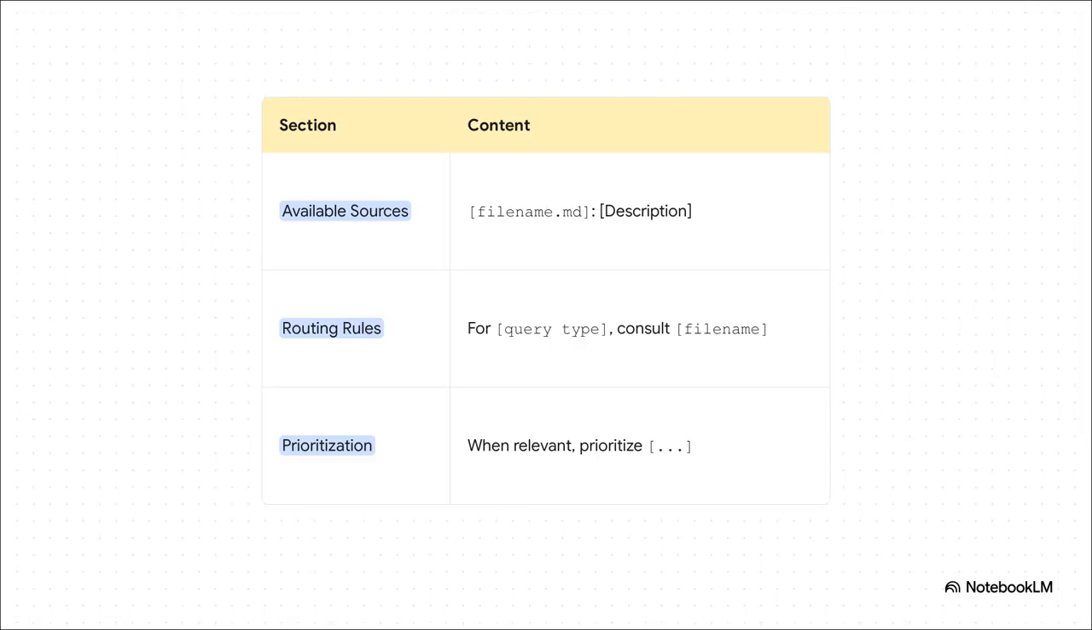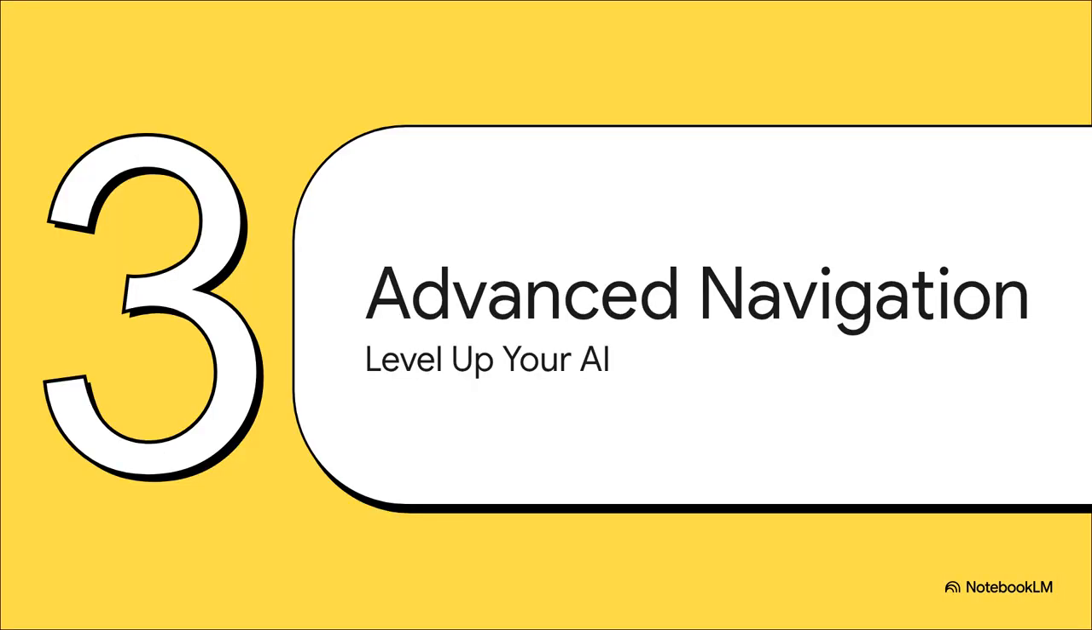And here's what that looks like in the real world. You start by listing your sources with really clear descriptions. Then you write your rules, like, for any billing questions, you've got to use billing.md. Simple, right? You can even add a basic prioritization rule, something like, hey, if a question is about both billing and support, check the billing file first. Easy.